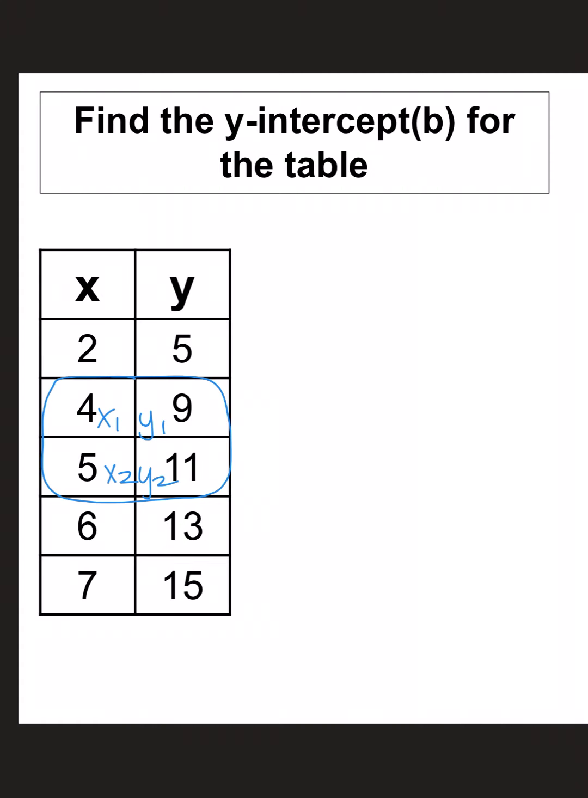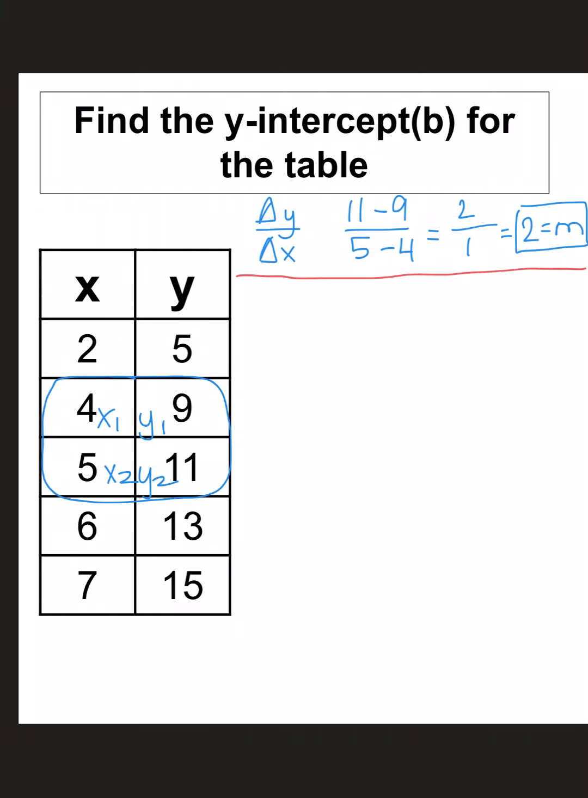Then I'm going to take that information and put it in my delta y over my delta x, and remember that's the change in the y over the change in the x. So y2 minus y1 over x2 minus x1. Work that out. 11 minus 9 is 2. 5 minus 4 is 1. So this slope, the m, is equal to 2.